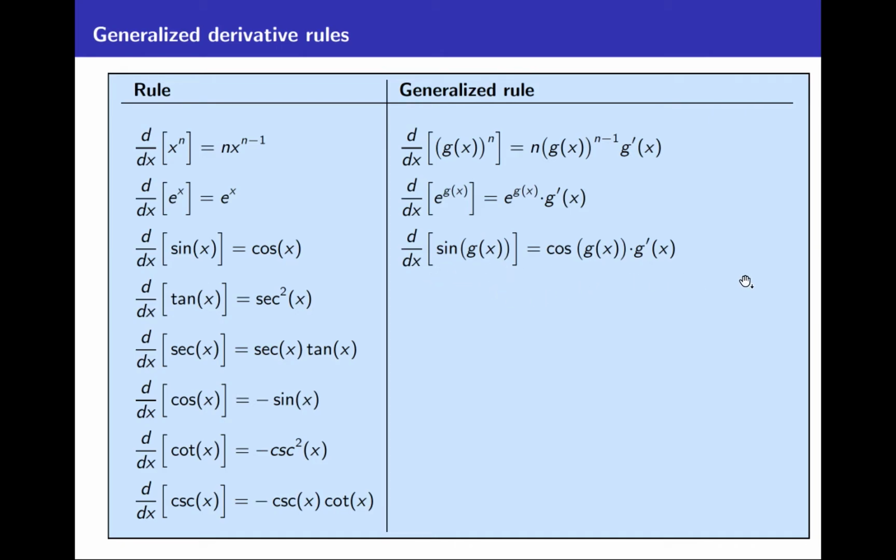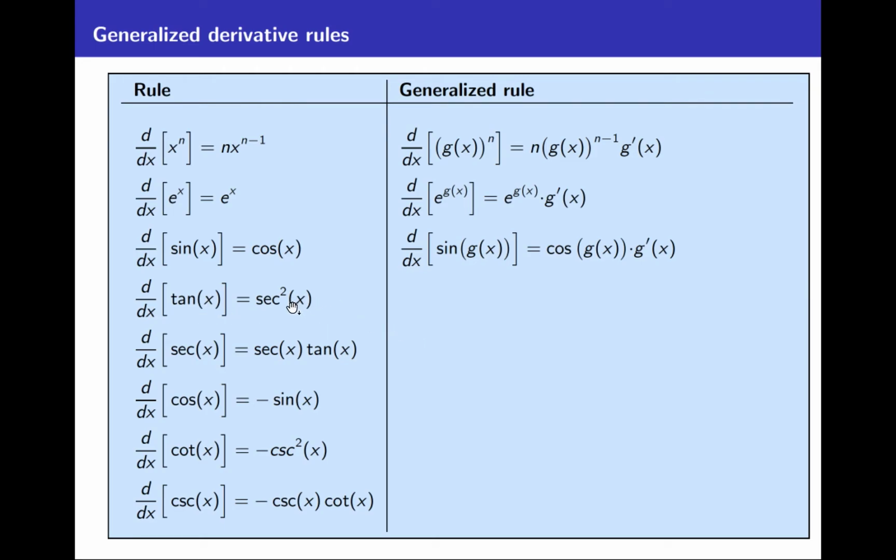You have probably already in your practice working exercises started to think this way, that automatically when you see the derivative of sine of g of x, you instantly think chain rule, that's going to be cosine with g of x plugged into it times g prime of x. And that's good because it means you're thinking in a way that's leading you to these generalized rules anyway.